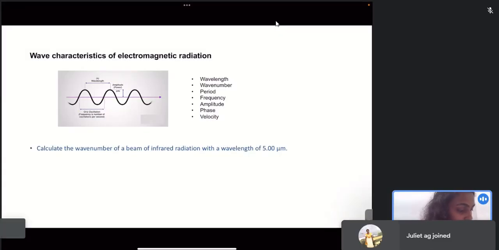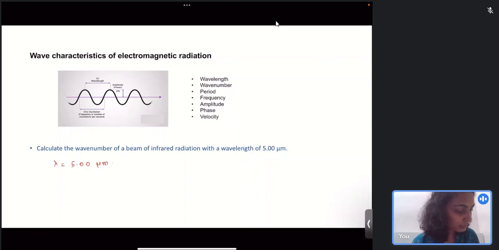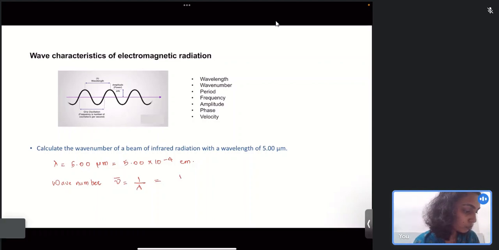We have been given the wavelength lambda is equal to 5 micrometer, and this corresponds to 5 into 10 to the power minus 4 centimeters, and the wave number nu bar is equal to 1 by lambda. So this is 1 divided by 5 into 10 to the power minus 4 centimeter, which is equal to 2000 centimeter inverse. So the wave number corresponding to a beam of IR radiation with a wavelength of 5 micrometer is 2000 centimeter inverse.